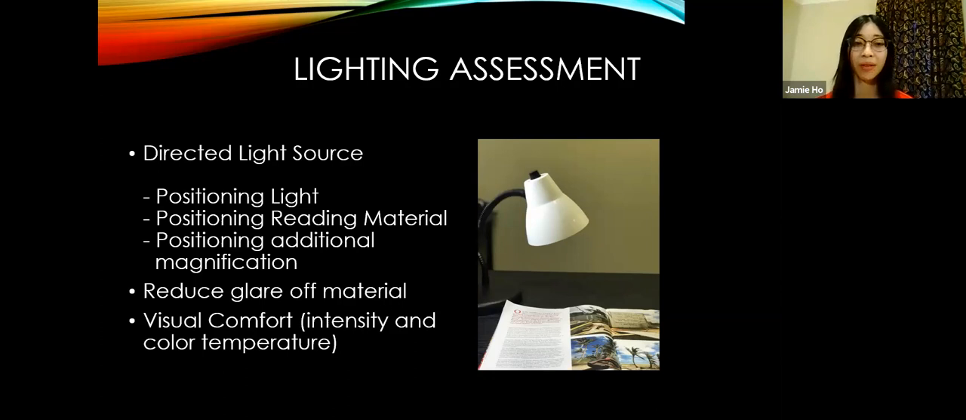And visual comfort. So there's intensity of the light. Again, the biggest, brightest light is not the best option. Some of my patients do better with just slightly lit up.